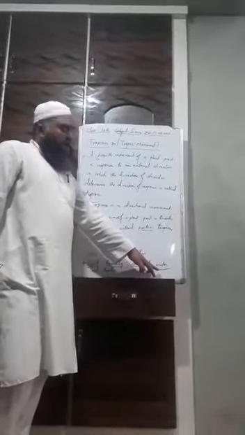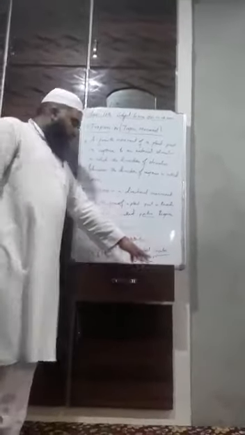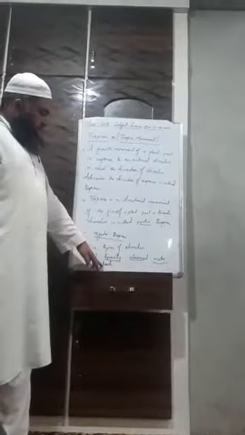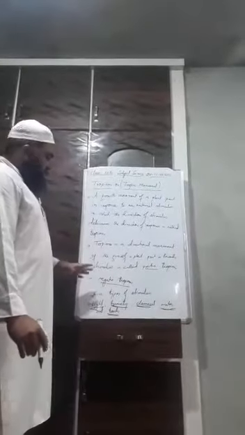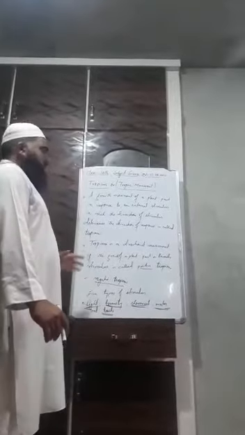And the fourth one is when the stimulus is in the form of water, the tropism is called hydrotropism. Hydro means water. And number 5 is when the stimulus is in the form of touch, the tropism is called thigmotropism. So there are 5 types of tropism: phototropism, geotropism, chemotropism, hydrotropism, and thigmotropism. We will discuss these 5 types one by one.